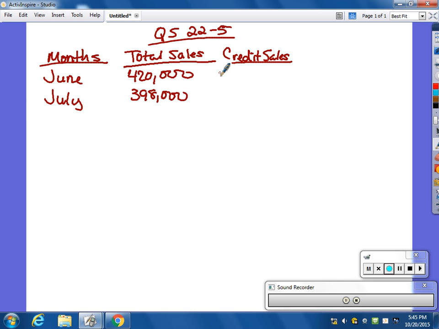But it's 160,000 in accounts receivable. Yeah, that's credit. From that 160,000, 20% should be received in June. So that's how I got it, for June and July.